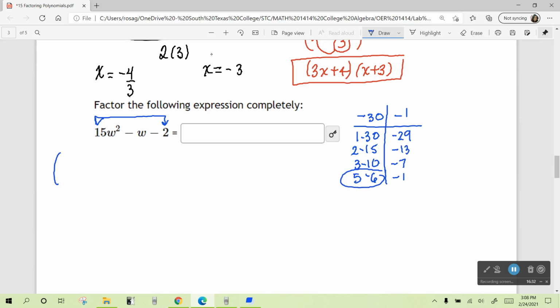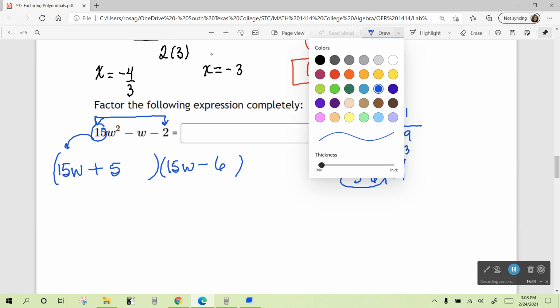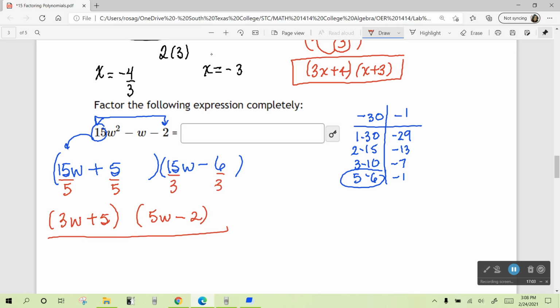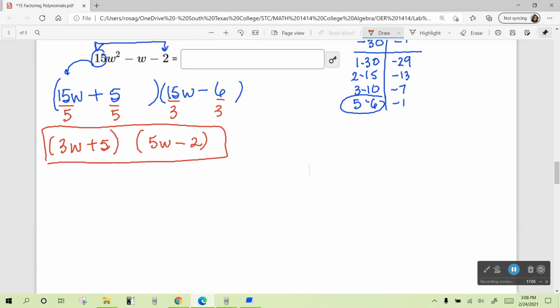Now, when you set up the parentheses, make sure you put the 15 with both. 15W, 15W, and then plus 5 minus 6. But that's not the answer yet. You have to simplify. So you look at this parentheses, and I can divide both of these by 5. And these parentheses, I can divide both of these by 3. So I get 3W plus 5. And here I get 5W minus 2. And that is going to be the answer.